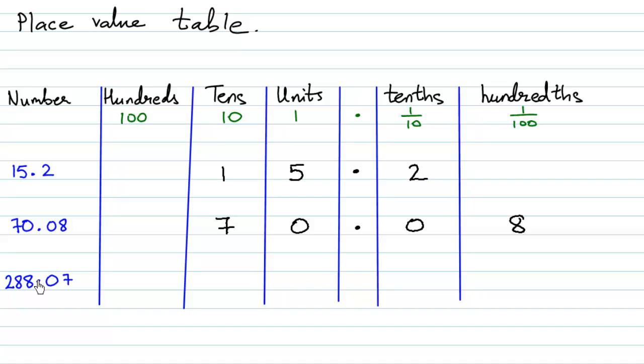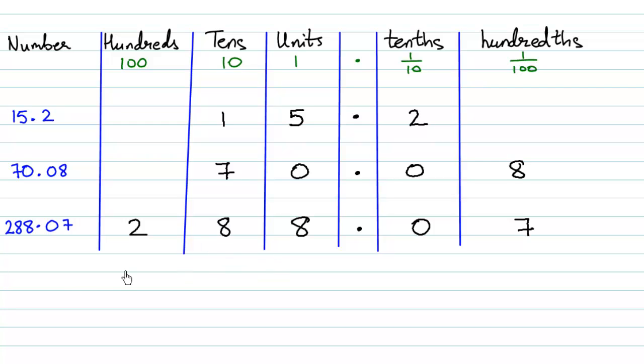Similarly, 288.07. So we shall be writing the decimal point exactly below it, and then 8 in the units place, 8 in the tens place, 2 in the hundreds place, 0 under the 1 upon 10 part, and 7 under 1 upon 100 part. But what if, let us say what if, I just give you a number, let's say 64.